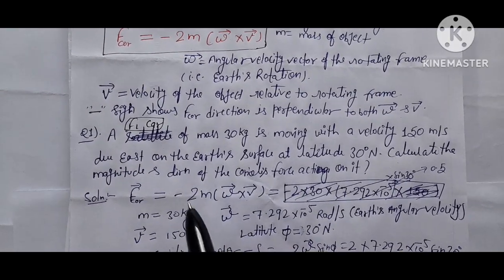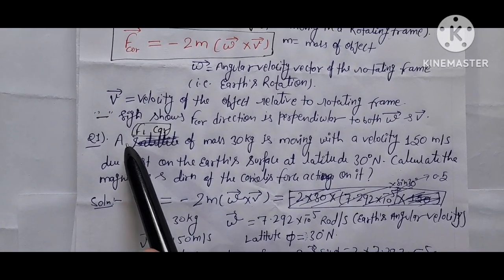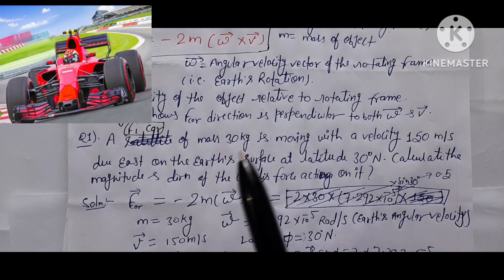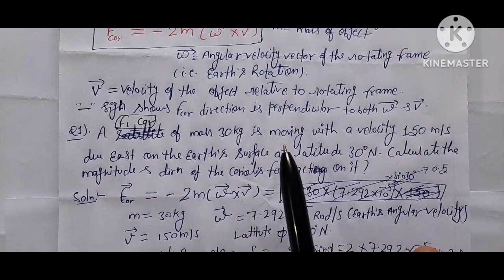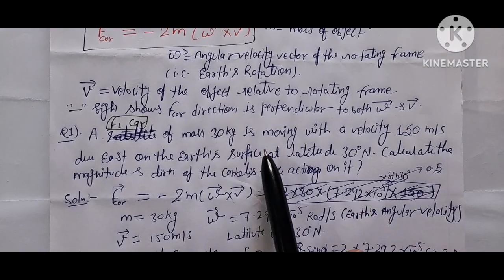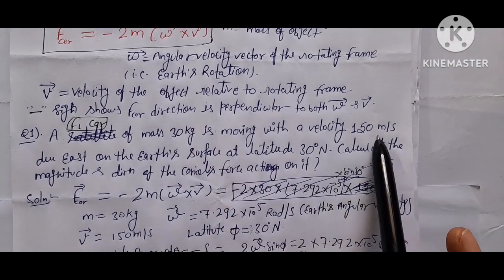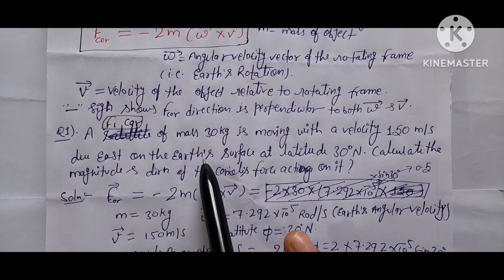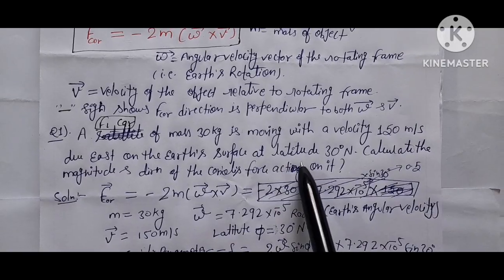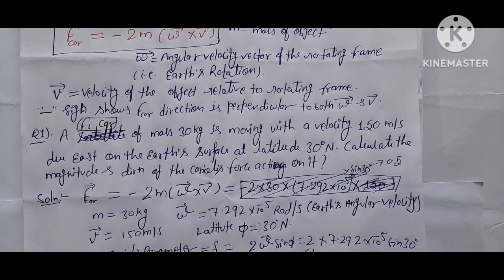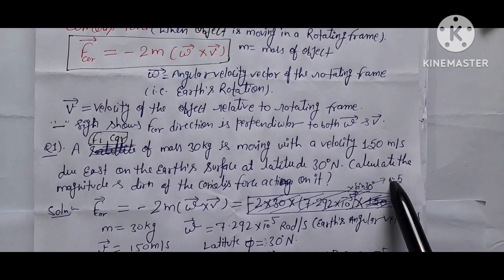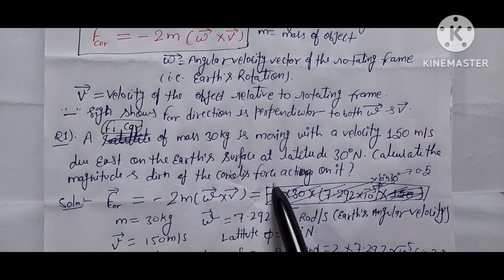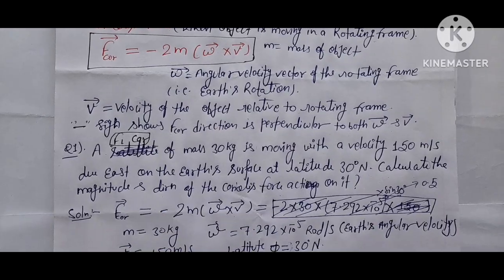So we have a numerical on this topic. A Formula 1 car of mass 30 kg, that is, the numerical is only for understanding, not a real 30 kg, is moving with a velocity of 150 meters per second due east on the earth's surface at latitude 30 degrees north. Calculate the magnitude and direction of the Coriolis force acting on that Formula 1 car.